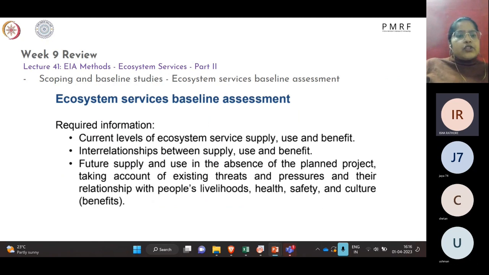And then the next step is, of course, doing the ecosystem service baseline assessment. For doing this, you need information around the current level of ecosystem service: the supply, use, and benefits. We looked at the definitions of all of these concepts in lecture 40. Ideally you should have a balance between supply and use. Otherwise, you have a lot of ecosystem service being available and not being received.